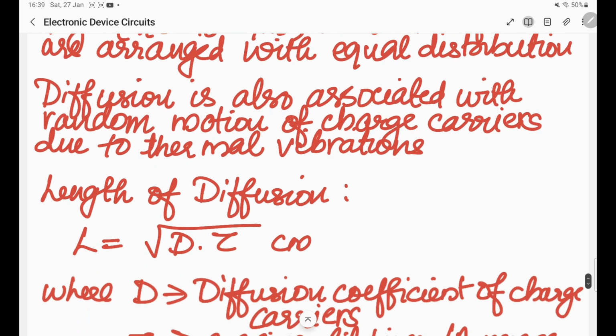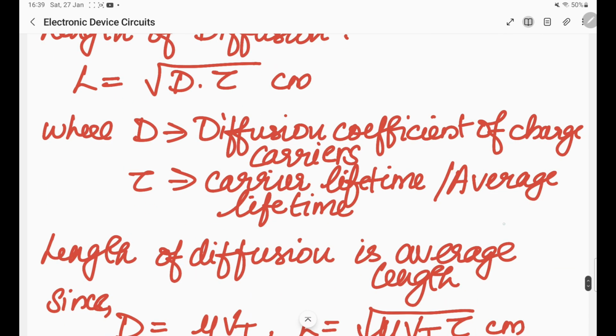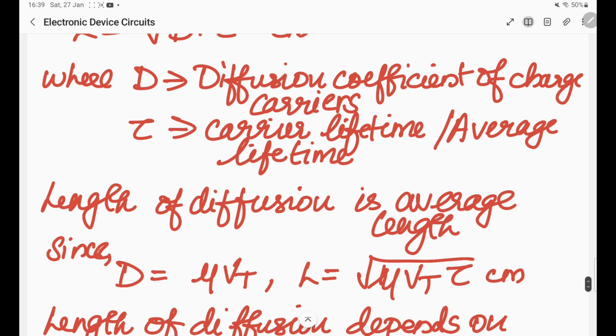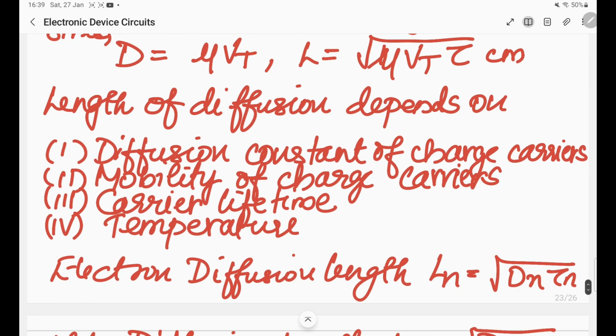So now let's learn about the length of diffusion. Length of diffusion is L equal to root of D into tau, where D is the diffusion coefficient of charge carriers and tau is the carrier lifetime or the average lifetime. Length of diffusion is the average length. Since D is equal to mu into VT, L is equal to root of mu into VT into tau. So length of diffusion depends on the diffusion constant of charge carriers, mobility of charge carriers, carrier lifetime, and temperature.